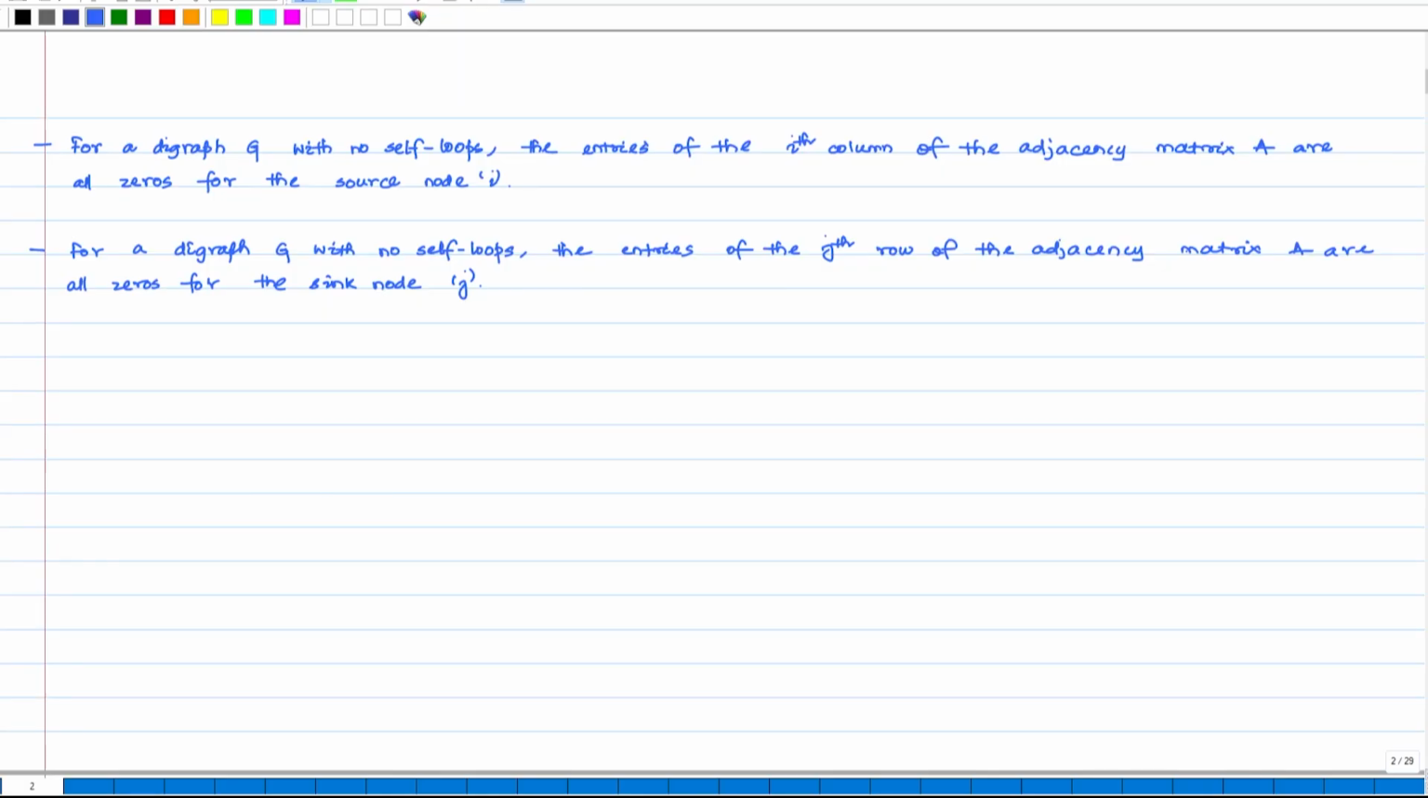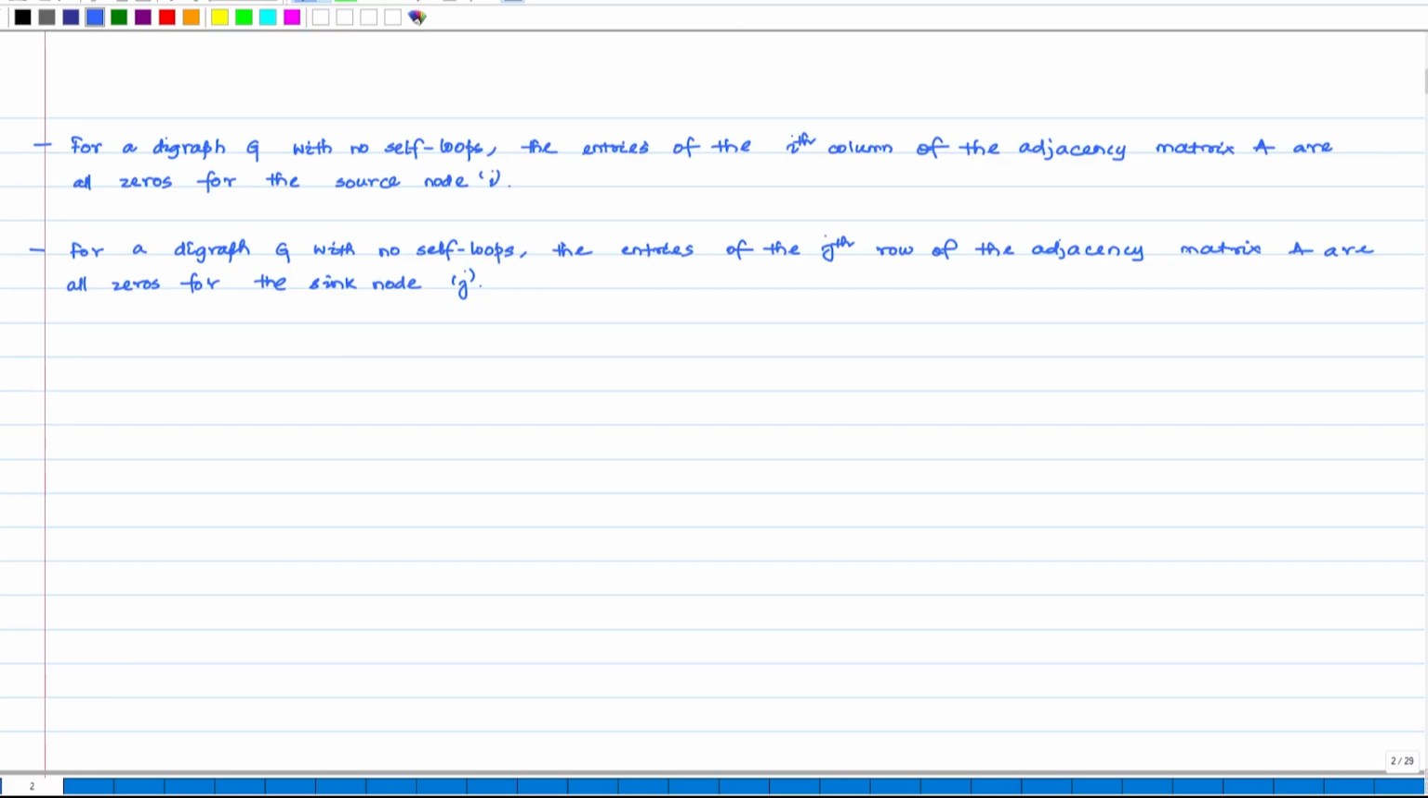Now, let's look at some properties which are associated with the adjacency matrix of row stochastic matrices. Where do row stochastic matrices come up? We have talked about the DeGroot averaging model before, and we know that row stochastic matrices do come up in these real world examples as well. So, let's check some properties associated with them.